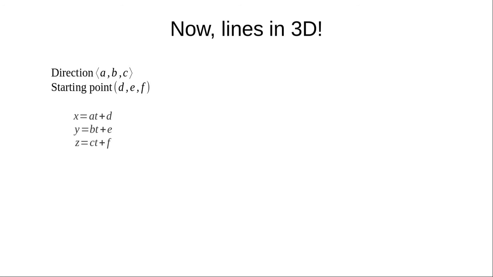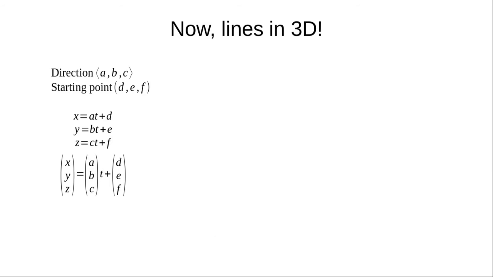Now let's generalize this into 3 dimensions. The same concepts applied to create the line in 2 dimensions can be applied to create the line in 3 dimensions. You need a direction, A, B, C, and a starting point, D, E, F. You then create your scaled equations similar to the 2-dimensional example. These can also be written in vector form as I have shown. This makes no difference to the meaning of the equation, it's just a different notation.